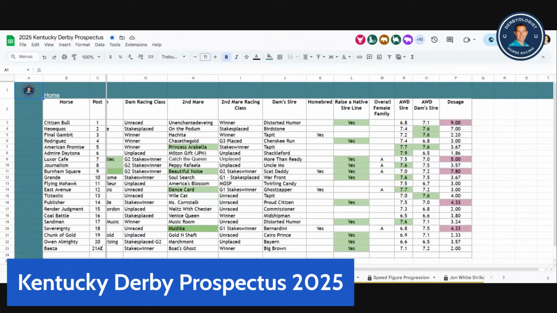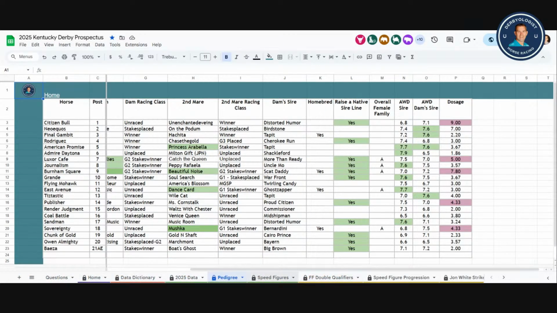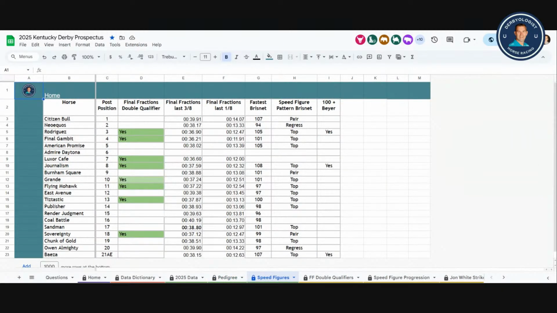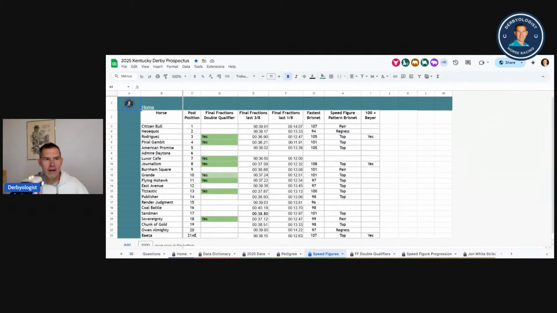So this is the second main page, the pedigree page. Then the third tab is the speed figure page. And what this has is some of the things that have been more influential in speed figure handicapping over the years. So again, the horse and the post position, if they're a final fractions double qualifier, that's a positive sign. 86% of Kentucky Derby winners over the last 40 years have been a double qualifier. Then I have their last three fractions and their last eighth. Remember, it really doesn't matter if they're the fastest. You really just want to have one of the 8 qualifiers.